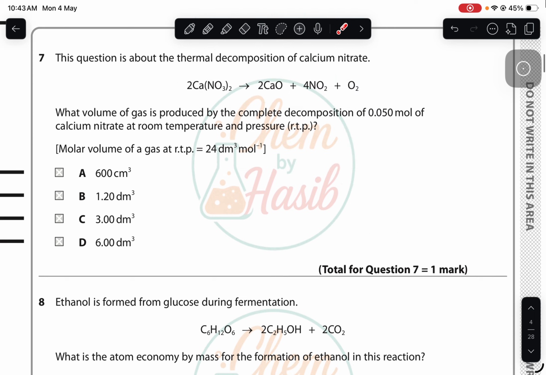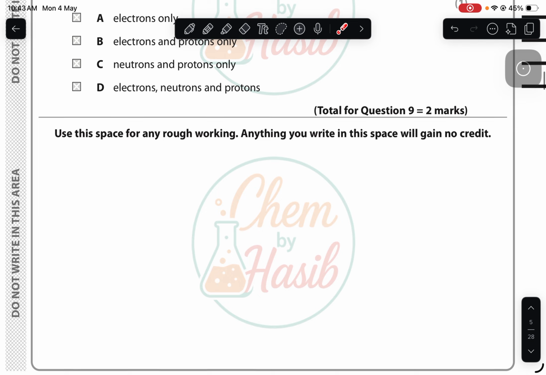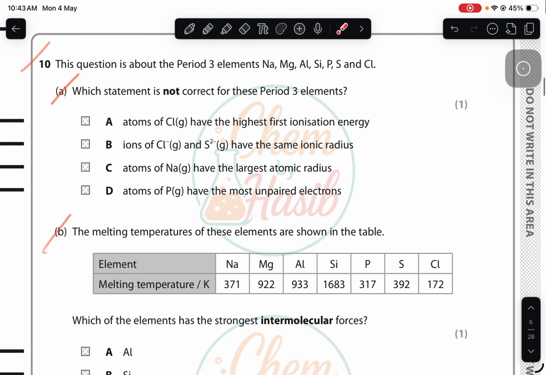Okay. Now we move on to question number 10. Question number 10 says, which statement is not correct for these period 3 elements?